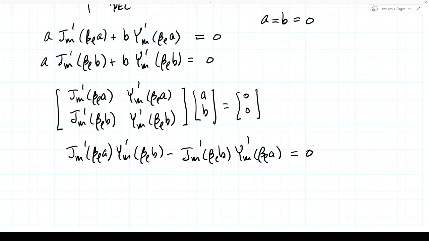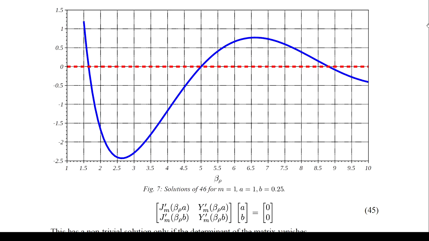And what you could do then is to simply plot that function and find where the zeros are. So let's take a look at that. So here is that function, the determinant of that matrix we were looking at. It's the blue curve. And then here's a zero. And you can see here would be a solution. So that would be one mode. Here'd be another solution, a second mode, a third mode, and so on. So you could then numerically or graphically figure out the values of beta rho. And this was particularly for m is equal to 1, a is 1, b is equal to 0.25. This would then give you the values of beta rho that would give you these various modes. These would be the m equals 1, n equals 1, 2, and 3 modes in that particular waveguide. They would be the TEz modes.